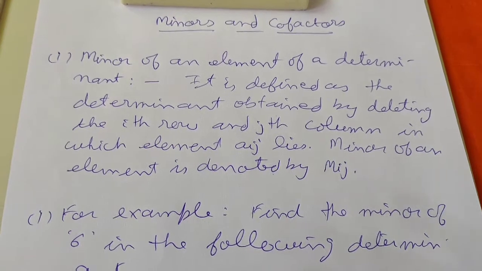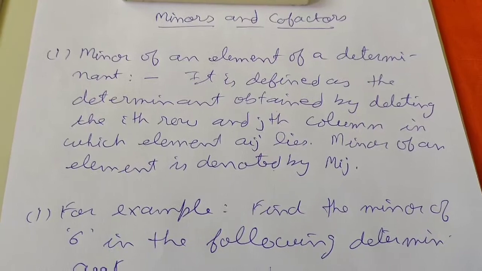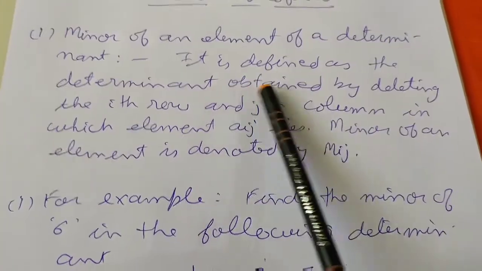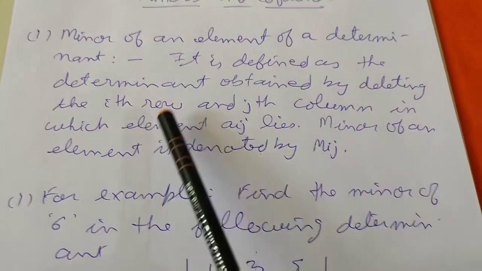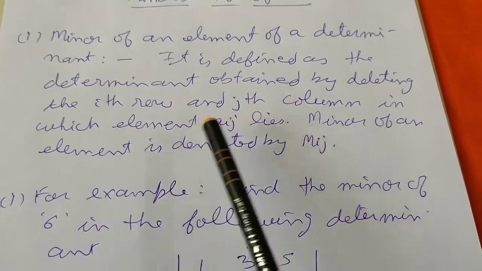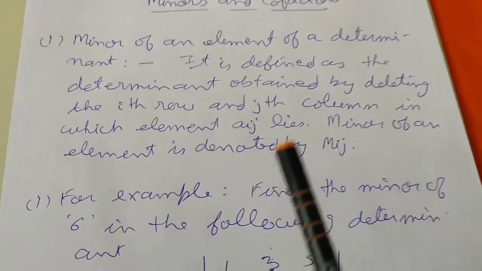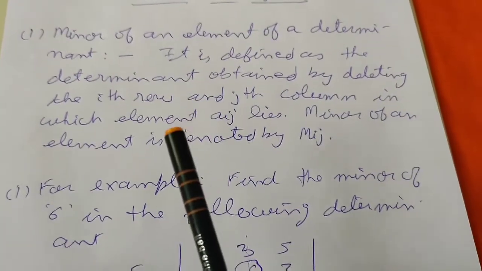Friends, in this video we'll learn about minors and cofactors. The minor of an element of a determinant is defined as the determinant obtained by deleting the ith row and the jth column in which the element lies. Also, the minor of an element is denoted by Mij.